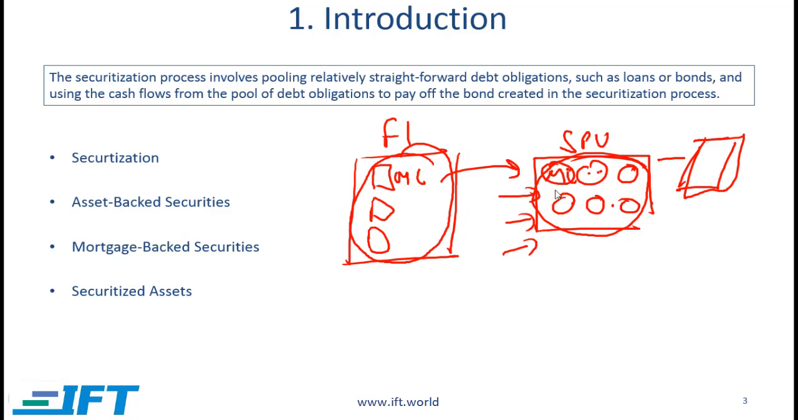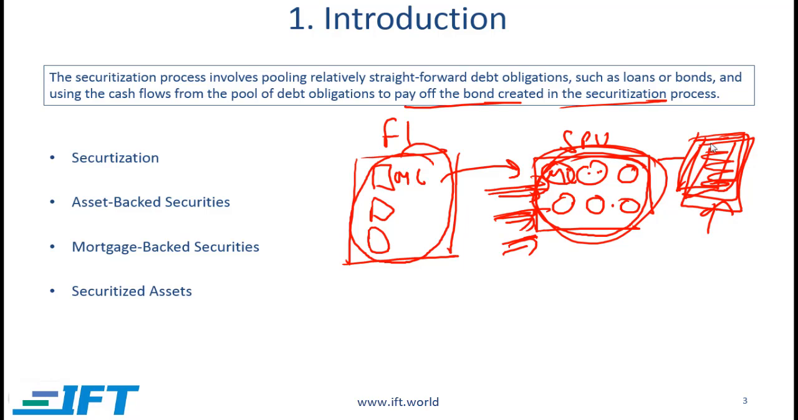So notice that this process, the securitization process, involves pooling together debt obligations. The debt obligations here are mortgage loans. The cash flow that comes in, these are payments from homeowners, are used to pay off the bonds created in the securitization process. So these are the bonds that are created in the securitization process, and cash flow coming from the homeowners, the mortgage payments, are being used to pay investors who have purchased these bonds. So we've understood, at least at a very simple level, the securitization process.